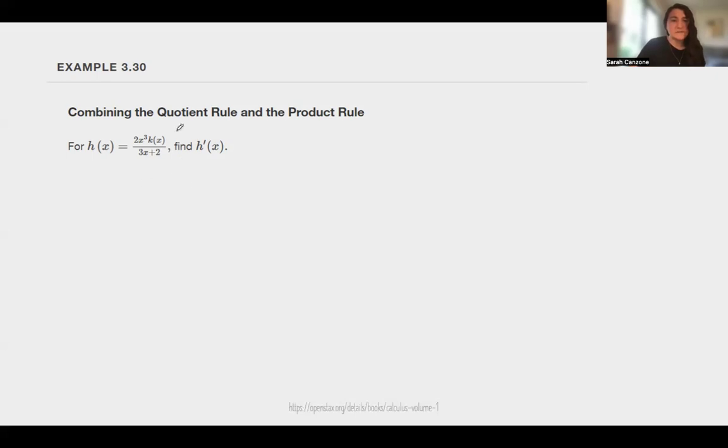So this is obviously a quotient. There's no way of simplifying this. So we can go ahead and just set up our quotient rule before anything else. And we'll notice within our quotient rule that we will need to use a product rule. So for h of x equals f over g, we know the h prime of x is g f prime minus f g prime over g squared.